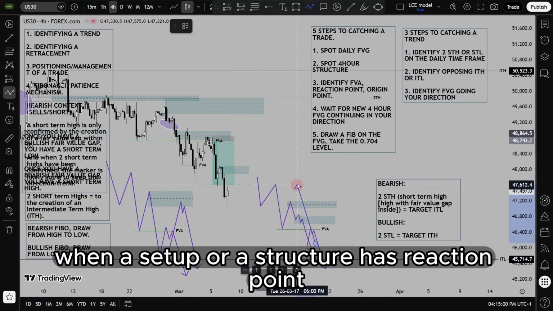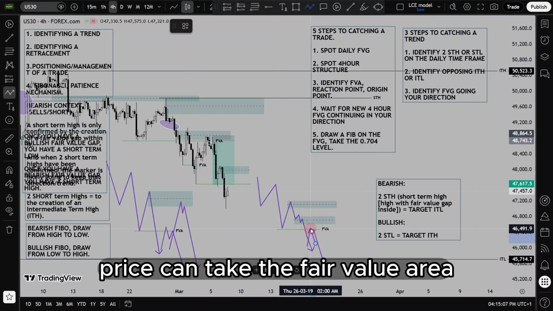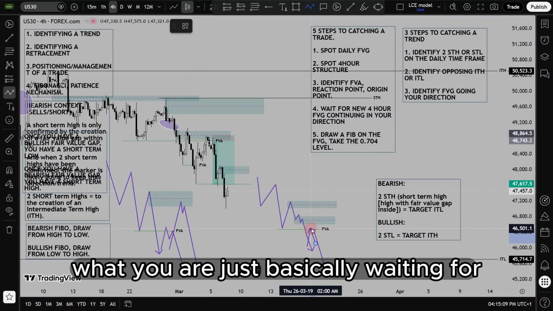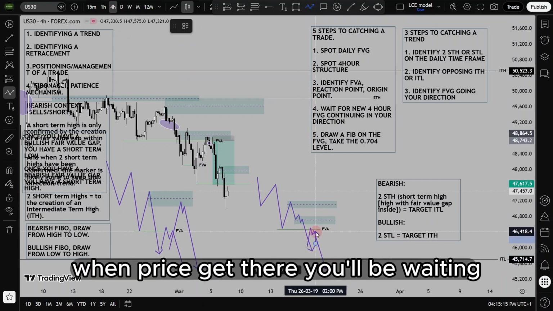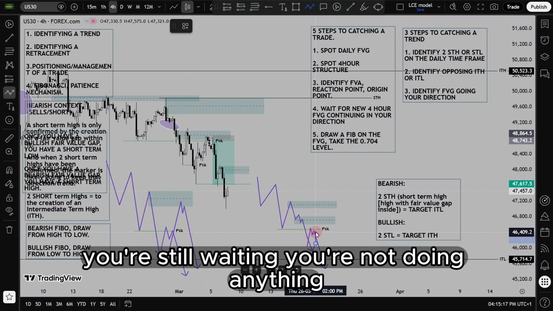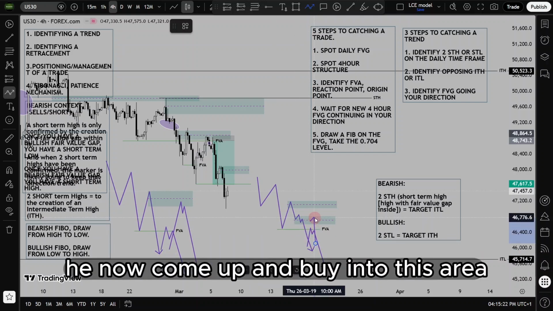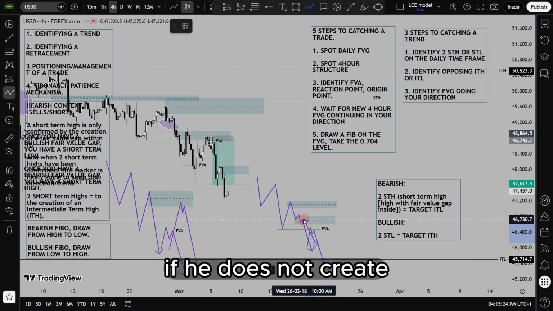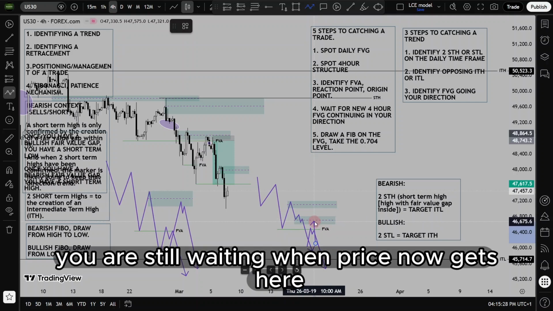when a setup or a structure has a reaction point, origin point, and fair value area, price can take the fair value area. What you are basically waiting for is a new 4-hour fair value gap to be created downwards. When price gets there, you'll be waiting. You're still waiting, you're not doing anything. If price decides that it's not using this one, it now comes up and buys into this area, you are still waiting, you're not doing anything. If it does not create a fair value gap in the reaction area, you are still waiting.